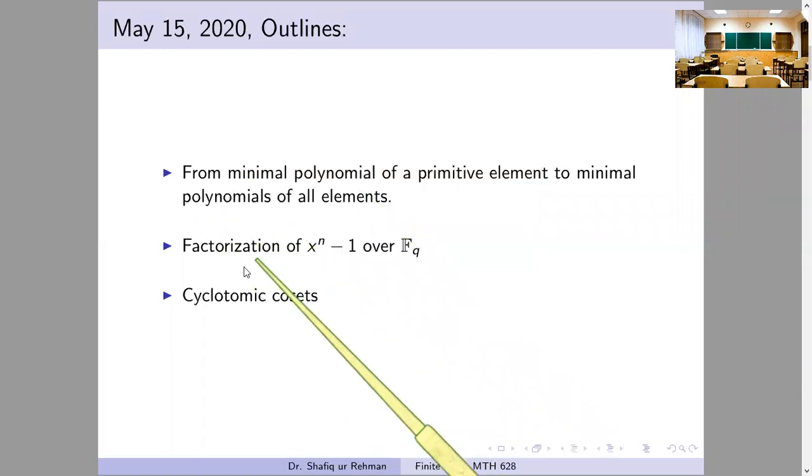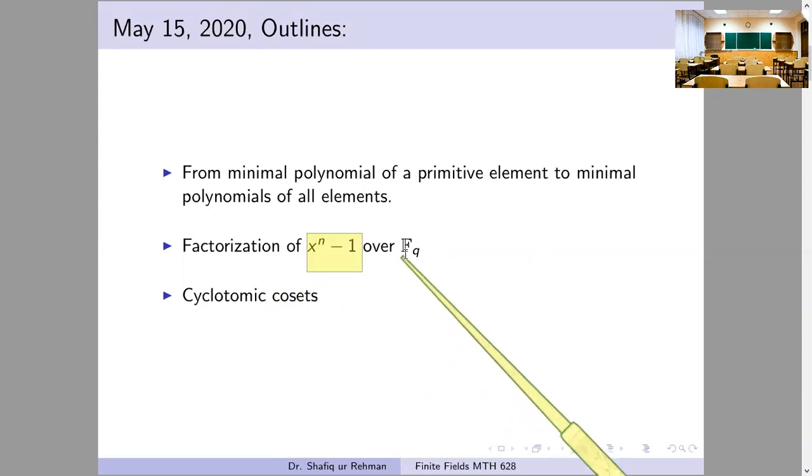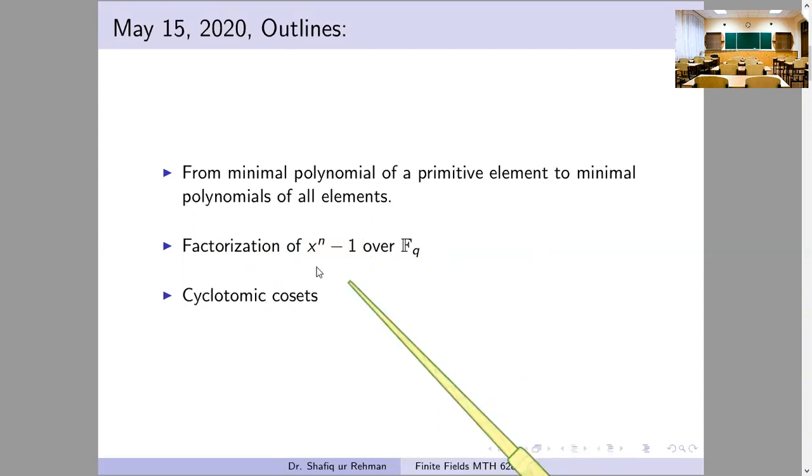After that, we will discuss how to factorize this type of polynomial over the finite fields. And in this regard, the cyclotomic cosets will be very helpful. And at the end, we will define the concept of cyclotomic cosets.